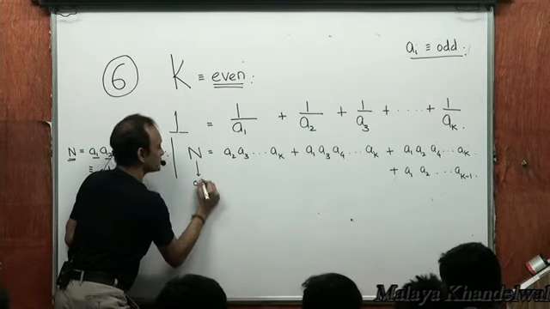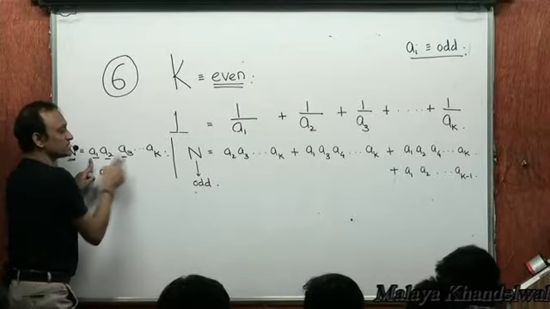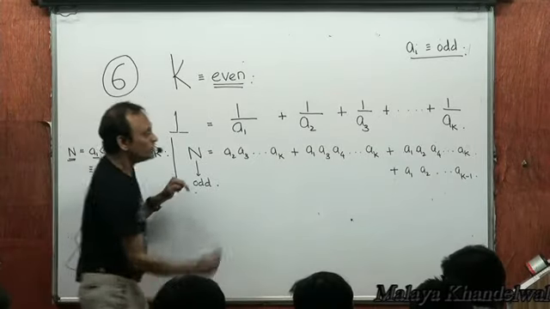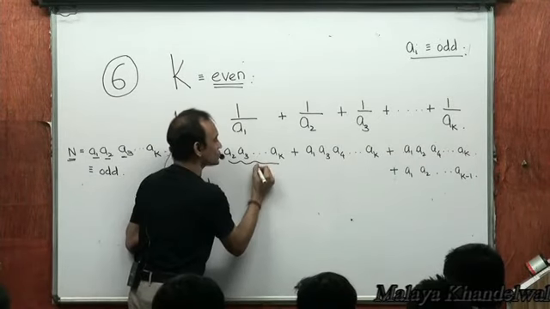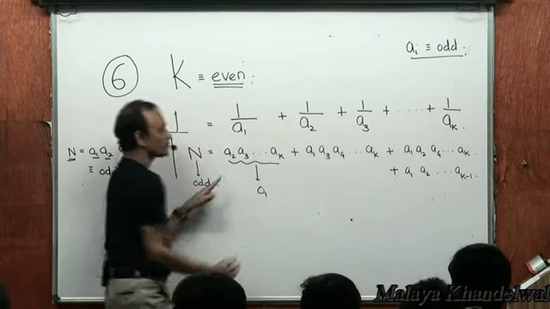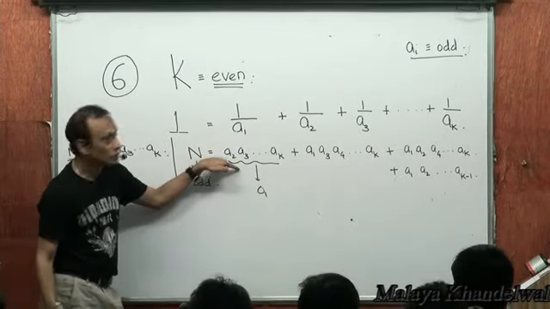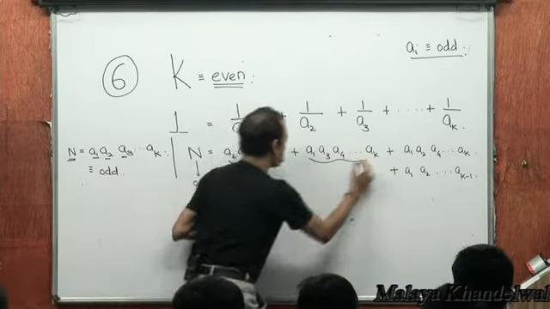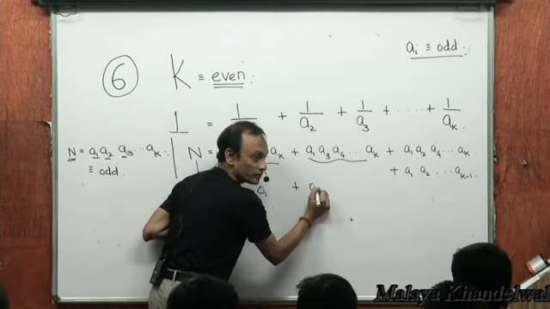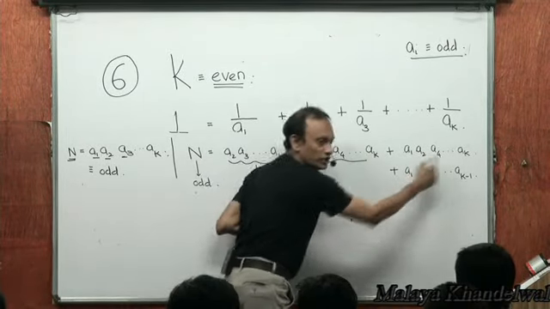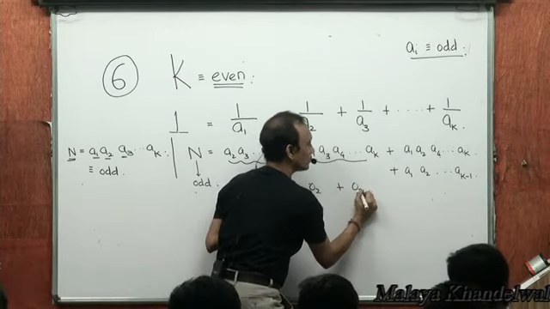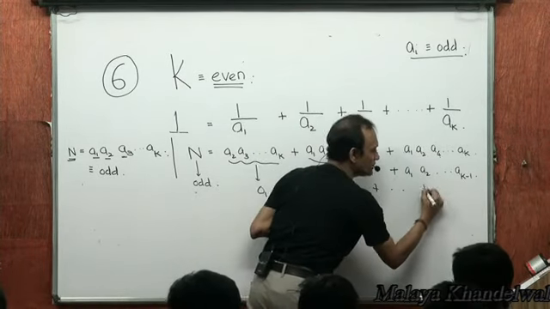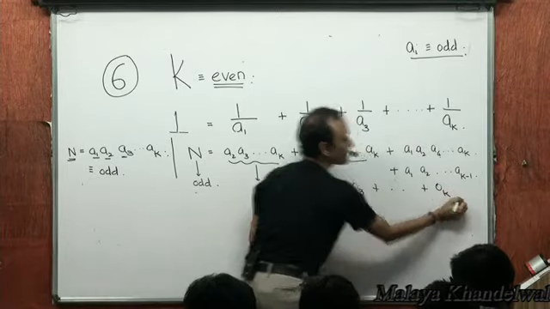The left hand side is odd, isn't it? Because n is odd. Now, each of these is an odd number. This is odd, O1. A product of odd numbers is odd. So this would be odd. This is a product of odd numbers, so this would be odd, isn't it? Product of odd numbers is odd.